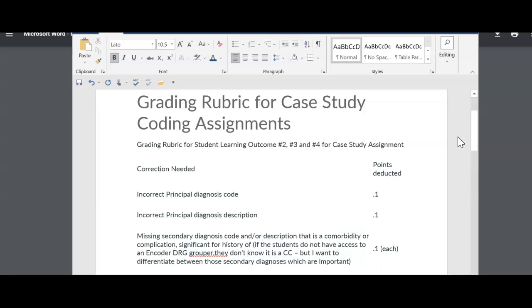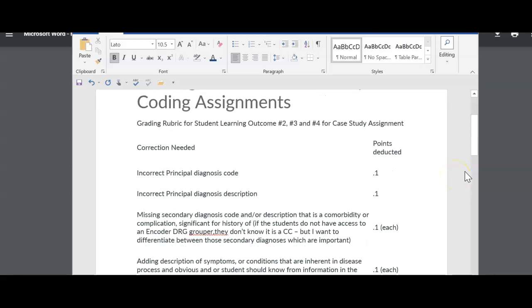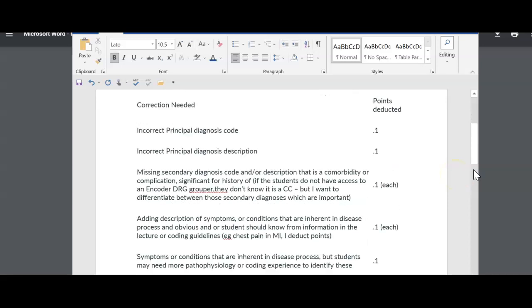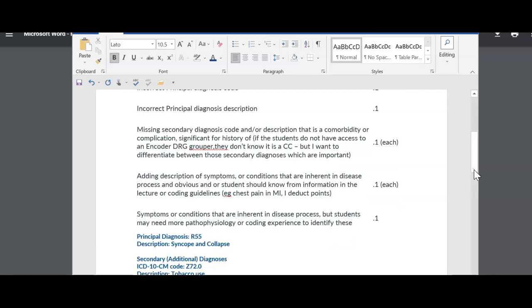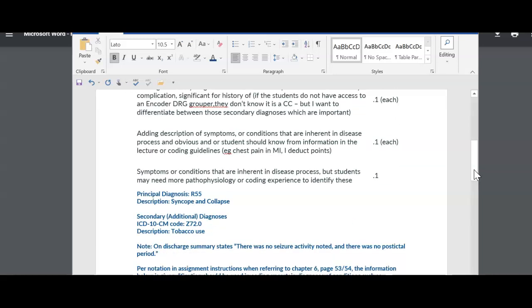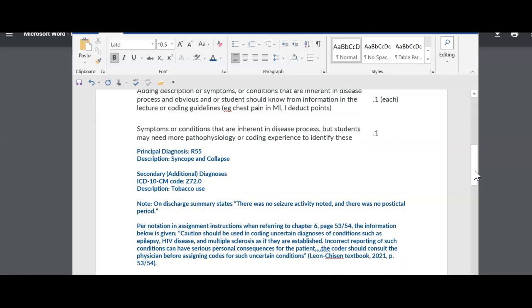Make sure you review the rubric so you understand how I'm going to deduct points. Incorrect principal diagnosis, incorrect principal diagnosis description, secondary diagnosis. Make sure with that, I want you to know, differentiate between those secondary diagnoses. It's really important. So we also add descriptions of those symptoms or conditions that are inherent in the disease process.